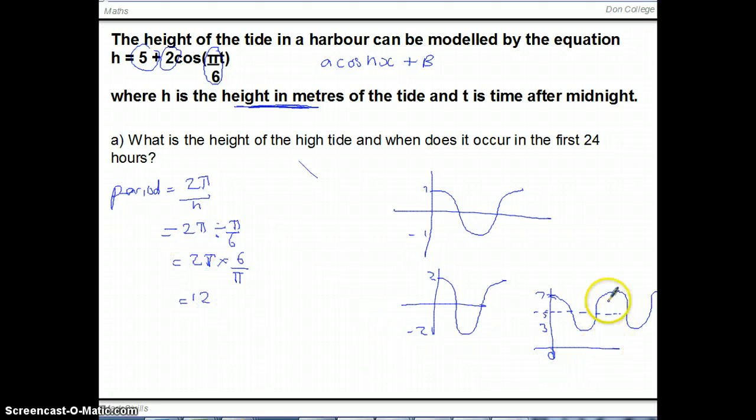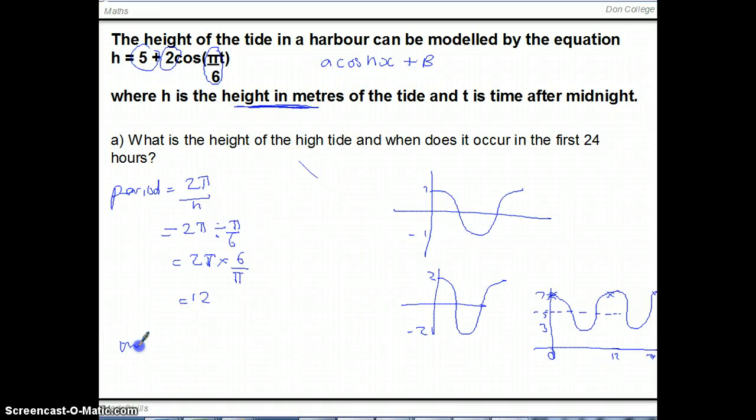Now that means that this happens after 12 hours and then it's going to happen again, taking us up to 24. So that high tide occurs at 0 hours after midnight, 12 hours after midnight and 24 hours after midnight.